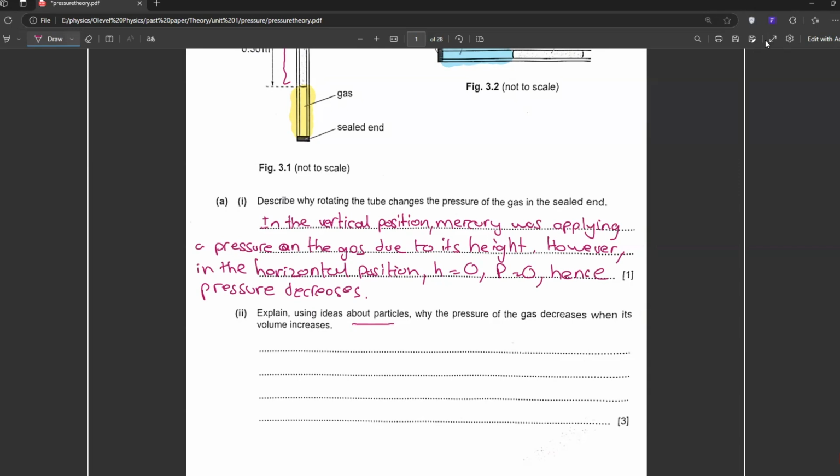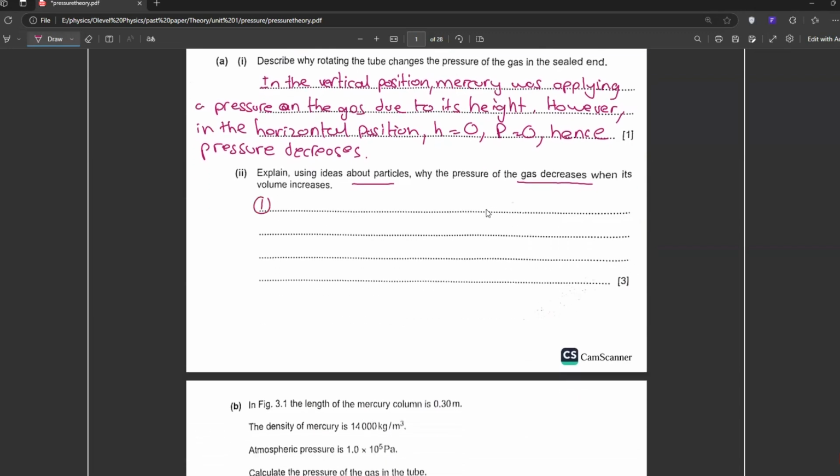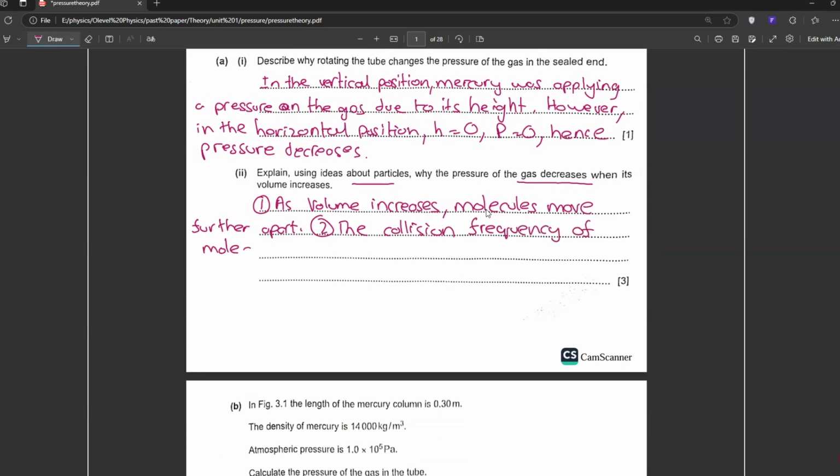Explain using ideas about particles why pressure of the gas decreases when its volume increases. Why will the pressure decrease when the volume increases? So, first point, as volume increases, molecules move further apart. As molecules move further apart, what will happen? The collision frequency of molecules decreases.